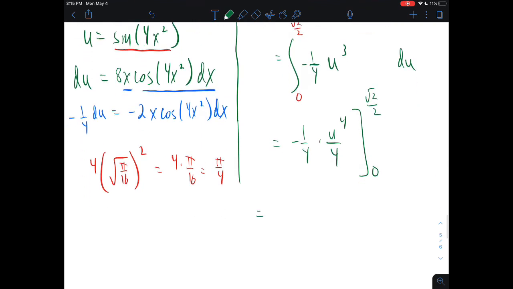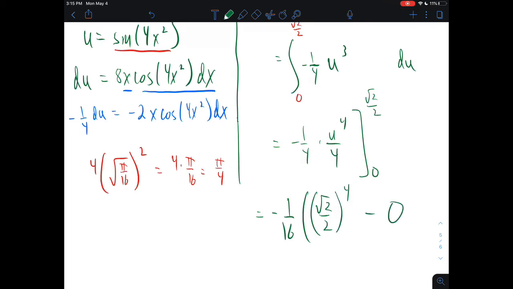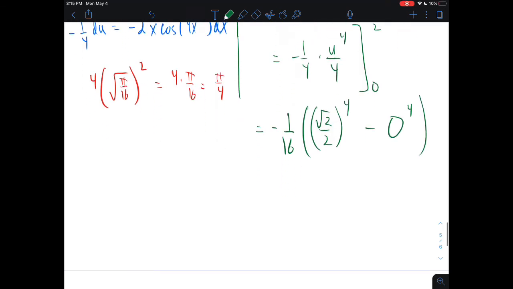And I'm going to be left with negative 1/16 times the square root of 2 over 2 raised to the 4th power minus 0 raised to the 4th power. Notice I multiplied negative 1/4 and the 4 that was in the denominator. That's why I have the negative 1/16. And then square root of 2 over 2 raised to the 4th power is just going to be 4 over 16. And then negative 1/16 times, that's a 1/4. That gives me negative 1 over 64.